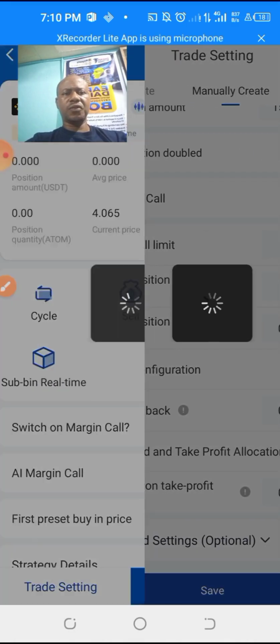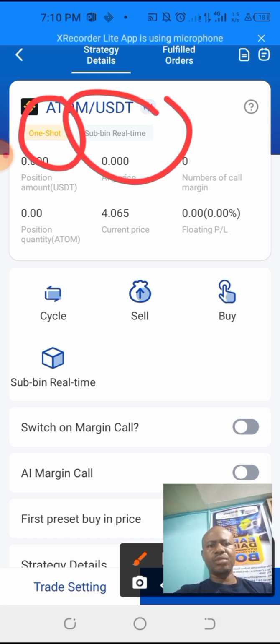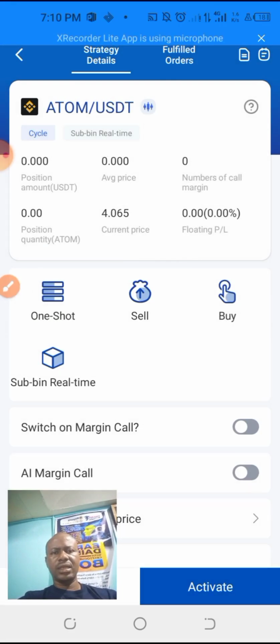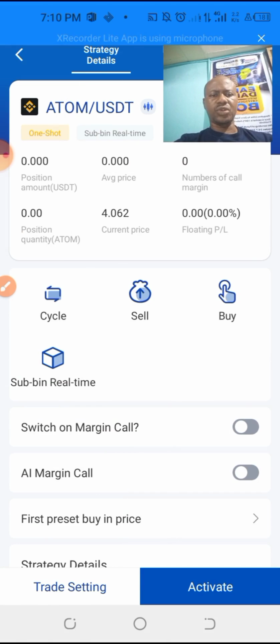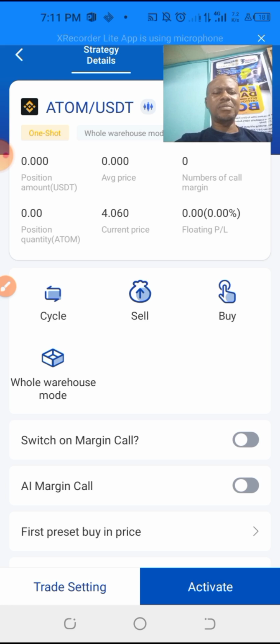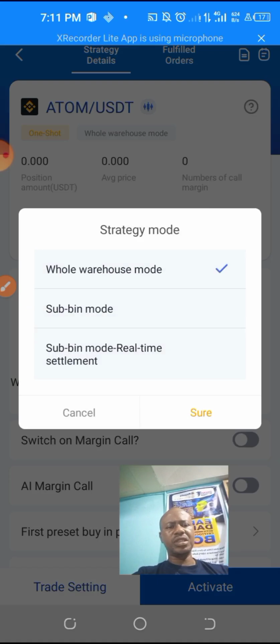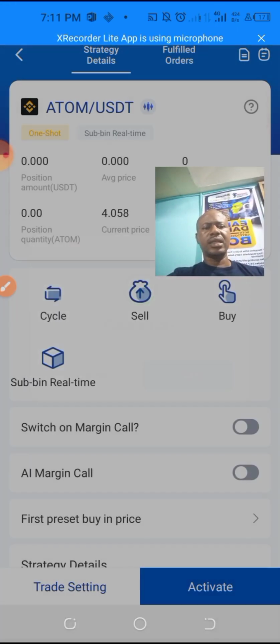Then the next thing for you to do is make sure that it is on one shot on sub mode, please. If you mistakenly saw that it is on cycle like this, tap it again to change it to one shot. This will be moderate time settlement, meaning you want the bot to be buying, selling, buying, selling for you and giving profit immediately. If you put it in O warehouse mode, the bot will just be buying, buying, buying, but it will never sell. Please don't make the mistake of putting it in O warehouse mode. Then when you are done, click activate, click create, then you can start your trade.